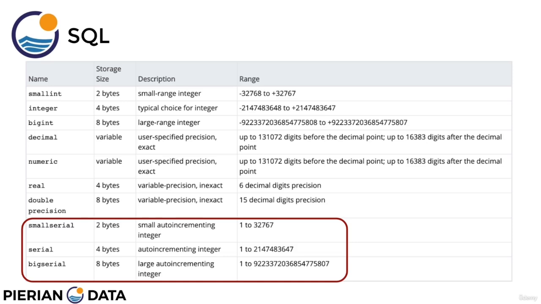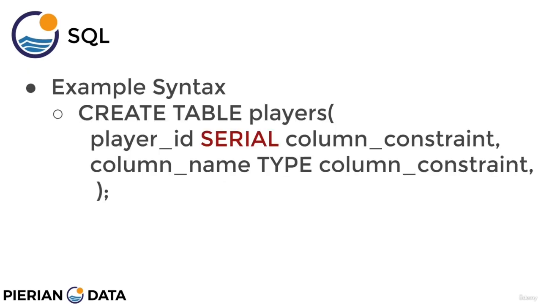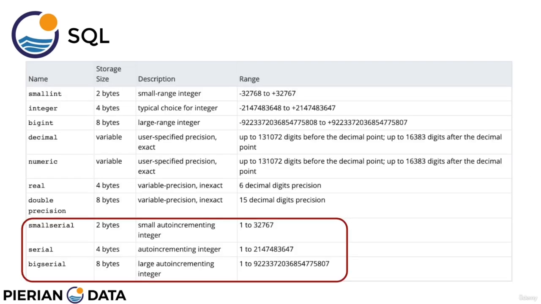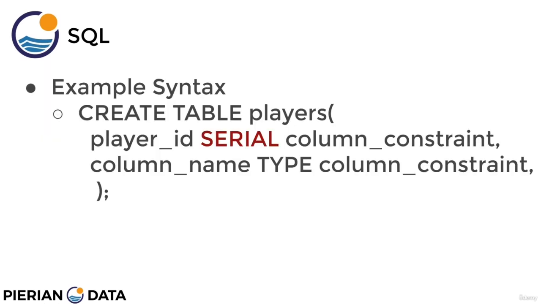So you can choose which one of these is appropriate for you, depending on how large your table is going to be. So we'll just go ahead and choose serial. Again, you could have chosen small serial or big serial, but we'll just choose serial as our data type because this is going to be our primary key. Because this is our primary key, we actually type that in as a column constraint. So we set the table to verify this is a primary key.